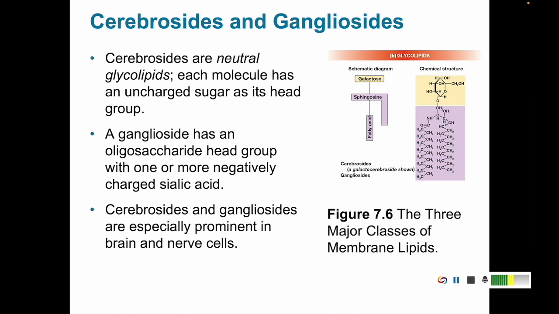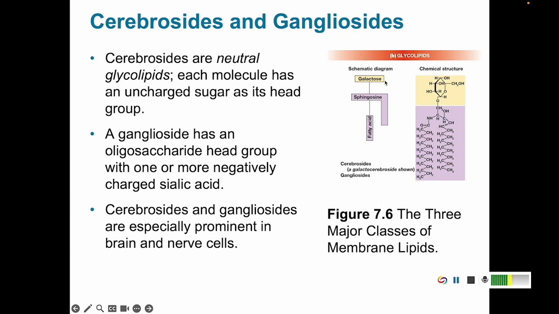When we're talking about cerebrosides and gangliosides, here's a schematic of a cerebroside. So you have your sphingosine with your sugar attached to it, and your fatty acid tail gives you this kind of chemical structure with your head group and your two tails here. The ganglioside has an oligosaccharide head group with one or more negatively charged sialic acids, and cerebrosides and gangliosides are very prominent, especially in brain and nerve cells.